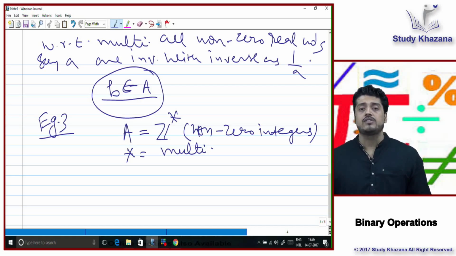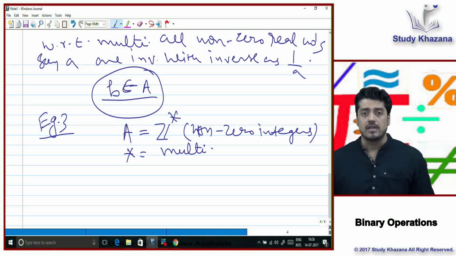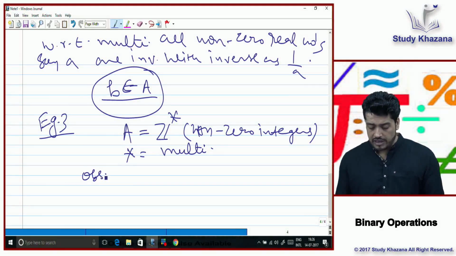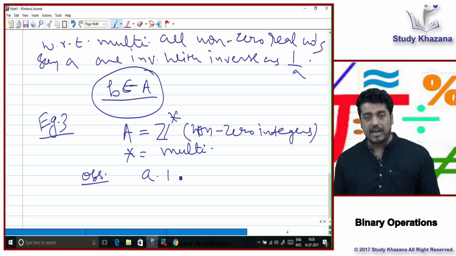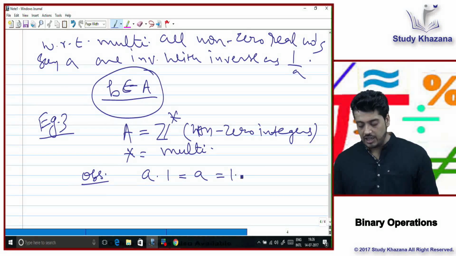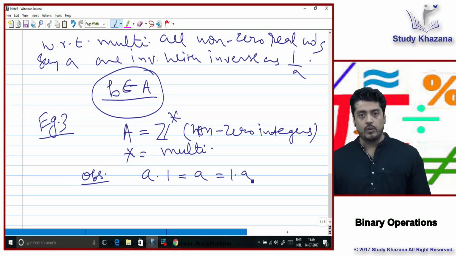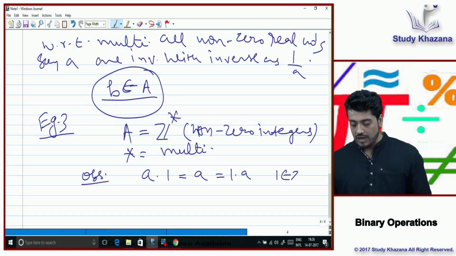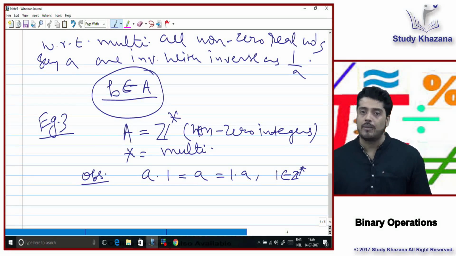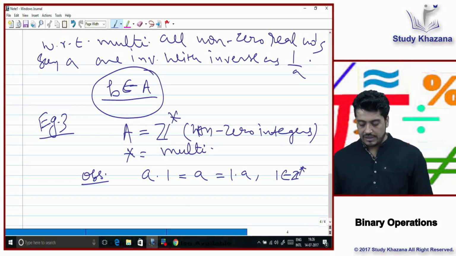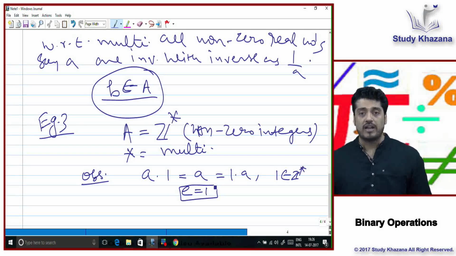Again, my aim is to find invertible elements. So firstly, I make sure identity should exist. My observation is that any non-zero integer multiplied with 1 will give rise to the same integer. This is true for 1 into A also, and also 1 belongs to Z star. 1 is a non-zero integer, so where will it belong? In Z star. So this satisfies the property of identity. So can I say 1 is the identity element? What is the choice of E? It is equal to 1. Now I can proceed to find the invertible element.